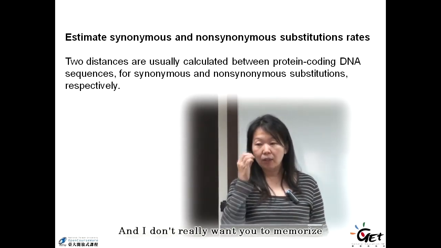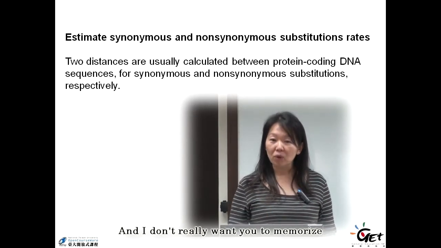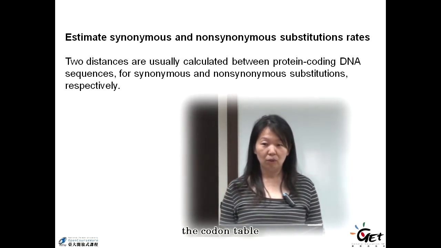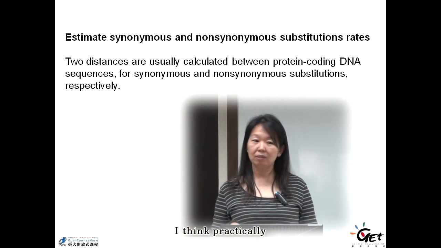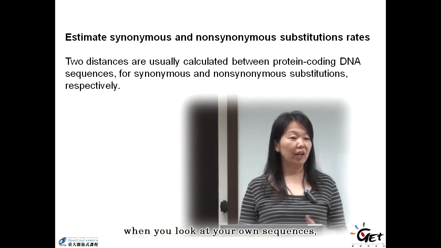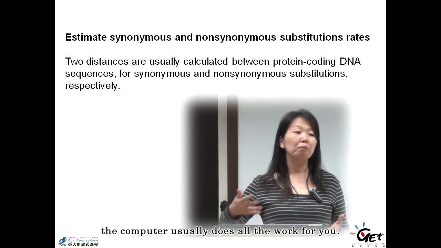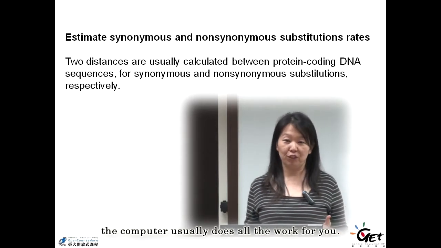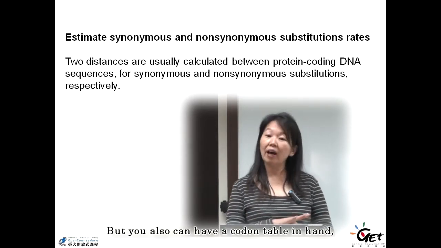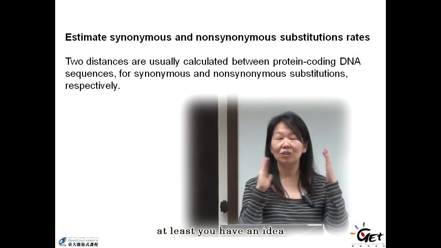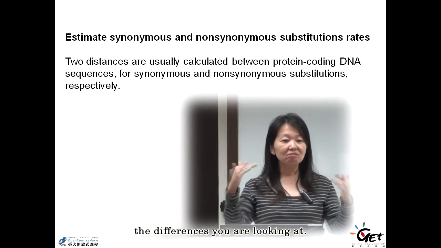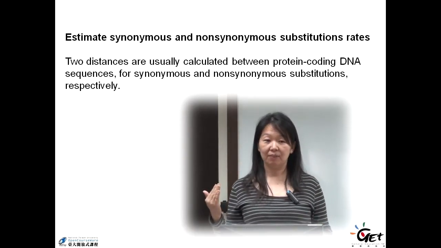Those are the important, essential parts. And I don't really want you to memorize the codon table. So I think practically, when you look at your own sequences, the computer usually does all the work for you. But you can also have a codon table in hand, so at least you have an idea of the differences you are looking at.